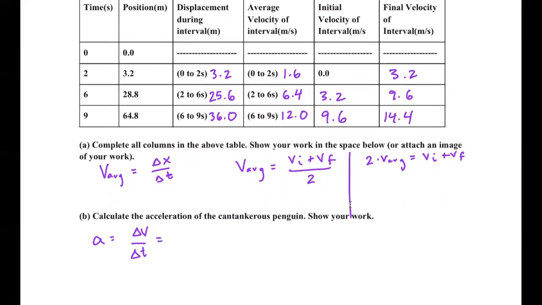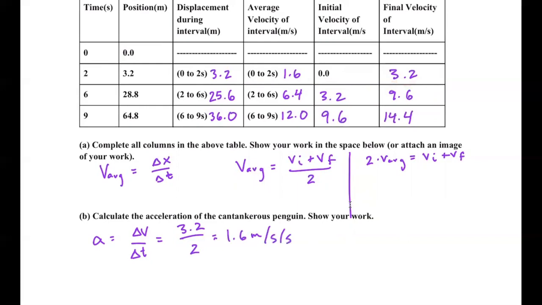So I can take the change in velocity from 0 to 2 seconds was 3.2 minus 0. That's the change in velocity. So the change in velocity was 3.2, and the time period was 2 seconds. So that's 1.6 meters per second squared. I can do that for any time interval.